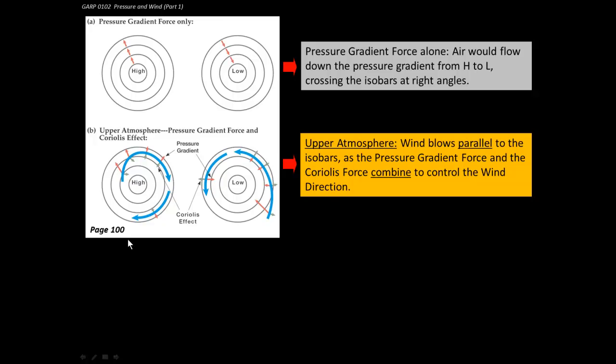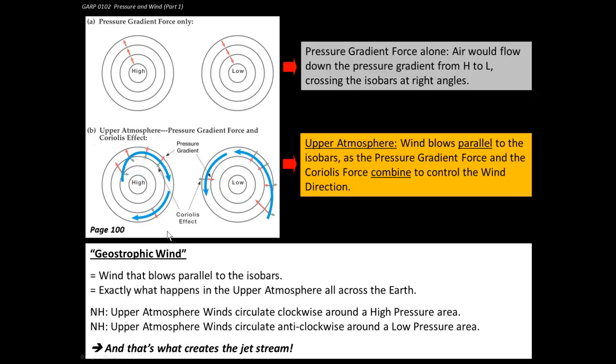This diagram and explanation is on page 100 in your book. That's what we call a geostrophic wind. Winds that blow parallel to the isobars. That's exactly what happens, again, as soon as you go above about 5,000 feet all across the planet.